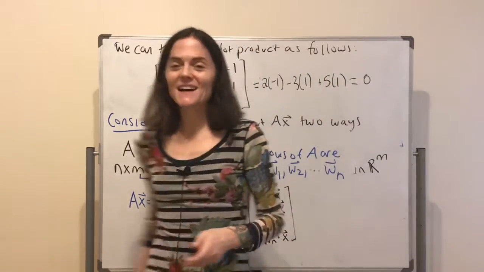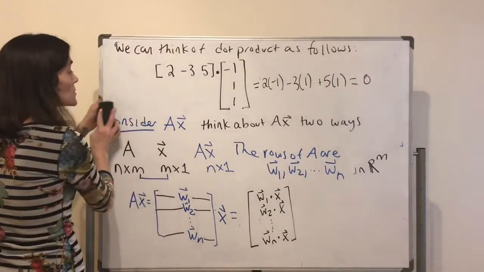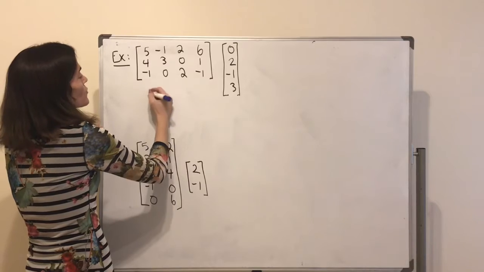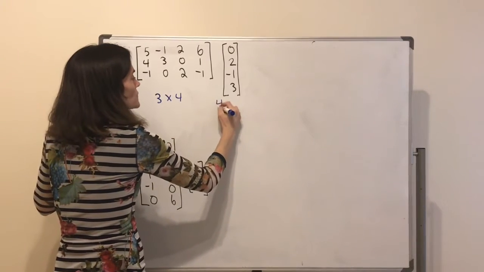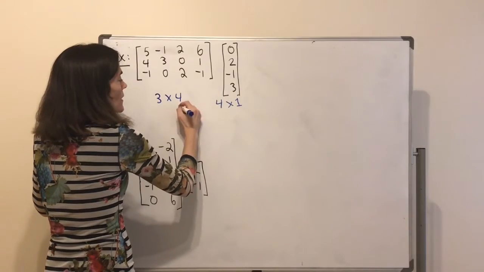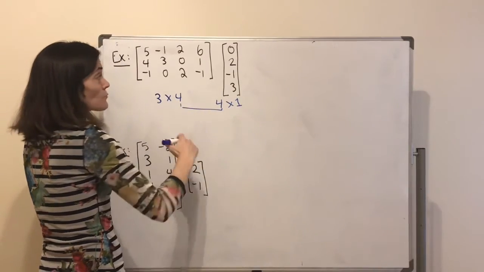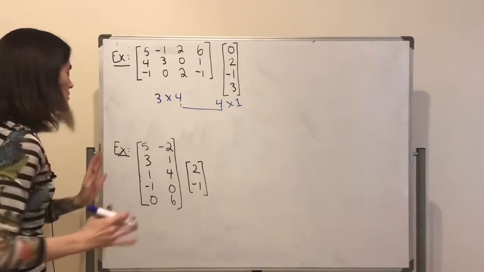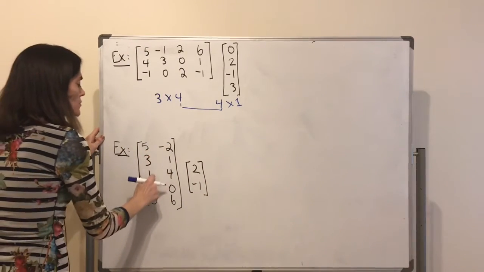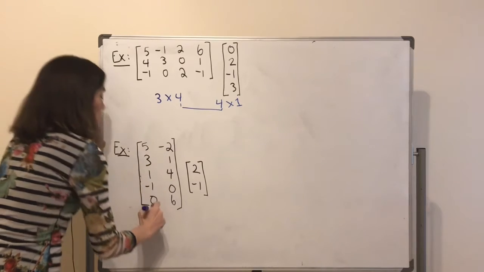Now let's do a couple of examples. I'm going to do two examples. You see we have 3 rows by 4 columns. This vector is 4 by 1. Okay, very nice. The result will be a 3 by 1, a vector of length 3. Here we have 1, 2, 3, 4, 5 rows.